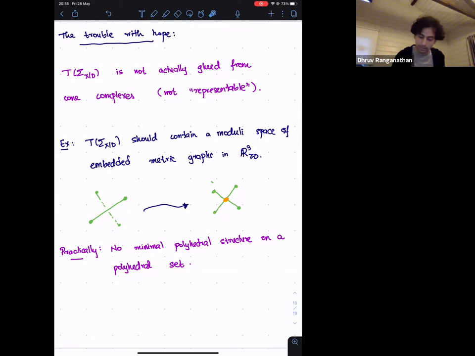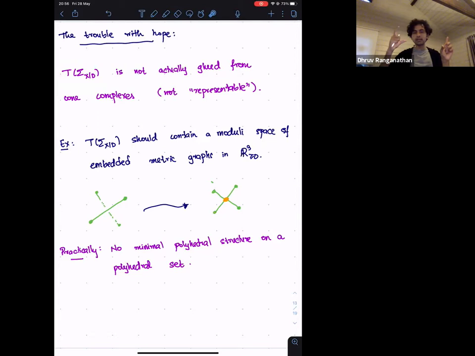So the key example, which drove us crazy for a while, is just the following. Maybe at this point in the talk you're not following exactly what T sigma XD should be, but I'm telling you now, it should contain the set of embedded graphs in, let's say, R^3 positive. So in some orthant, it should contain the set of metric embedded graphs, so one-dimensional polyhedral subcomplexes of that thing. And then you run into this funny phenomenon, sort of reminiscent of what happens in the Hilbert scheme, where you have these moduli spaces.